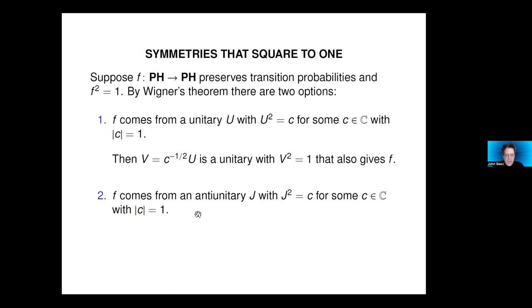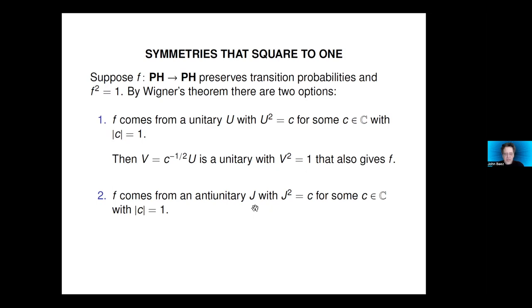Because in the unitary case, if you have u squared equals some phase c, then you can just adjust your unitary by multiplying it by an appropriate phase, namely c to the negative 1/2 power. Now you have a new unitary, which squares to one again. And because this new unitary differs from the old only by a phase, it has the same effect on the projective space. So it has the same physical effect, and we've just managed to conveniently get it so that it squares to one. So in other words, in the unitary case, you may just as well assume it squares to one without loss of generality.